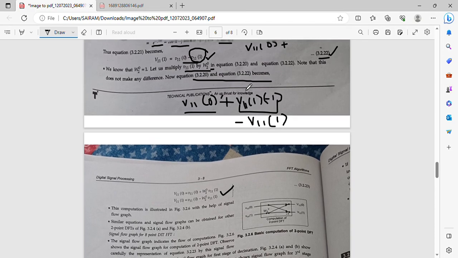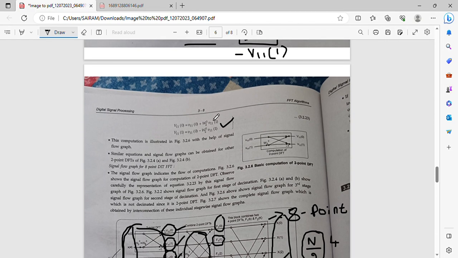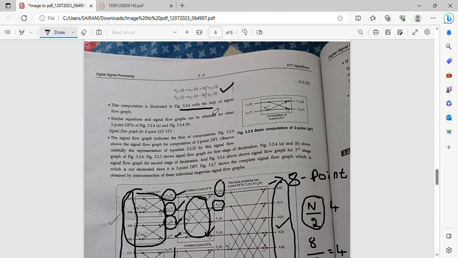So for all others it is the same. For each one it comes like this. So you're supposed to get it as, the computation is illustrated in figure 3.2.6. Similar equation and similar flow graph can be obtained by other 2-point DFTs, right? For other 2-point DFTs you get similar equations. Okay, so this is what is for this particular session.